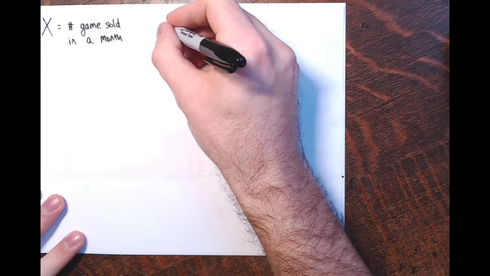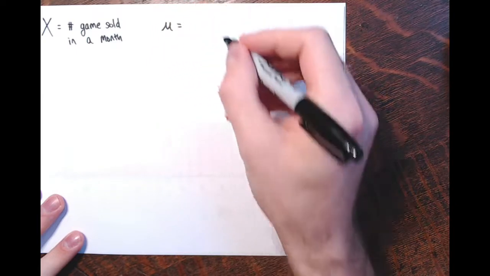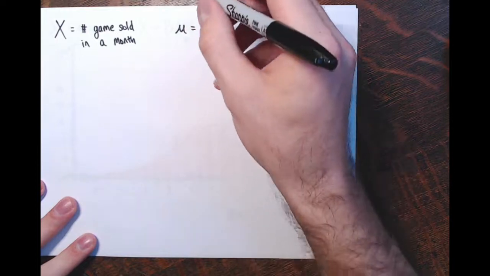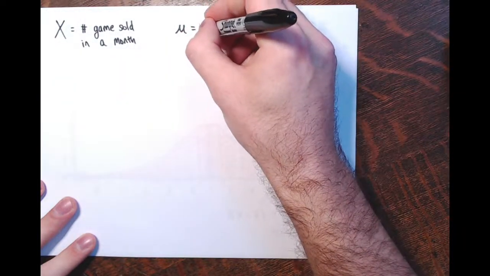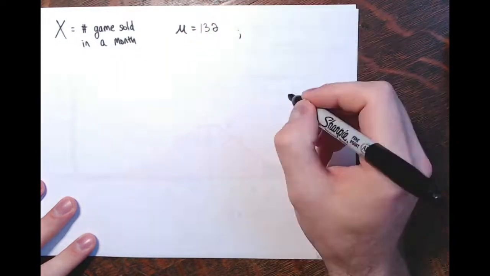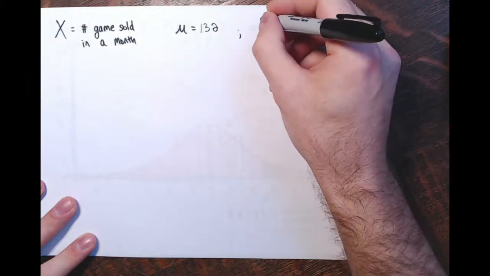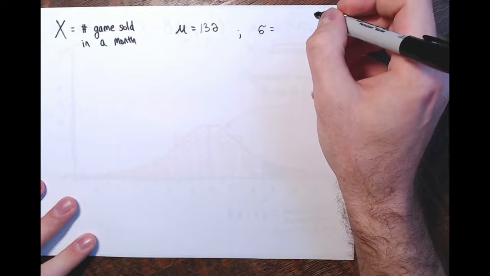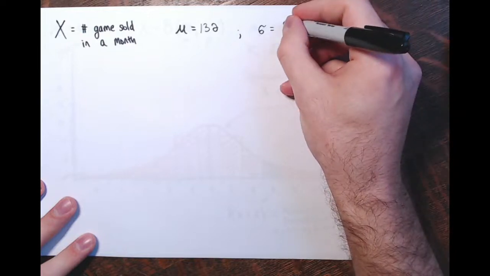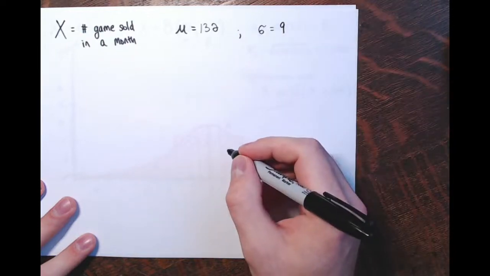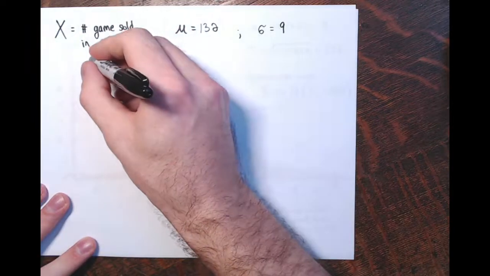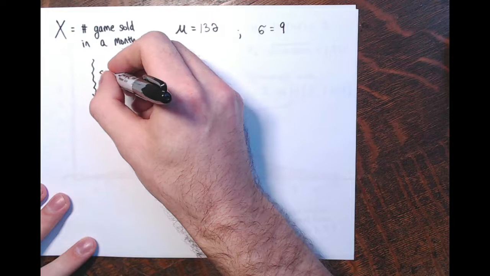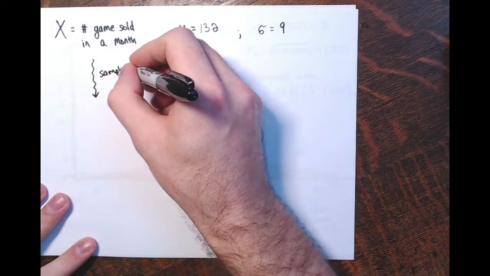And we were told that the mean value, the average number of games sold in a month by this company, was 132. We were also told that the standard deviation for the number of games sold in a month by this company was 9. All right, now from this population, a sample of size 36 is taken.